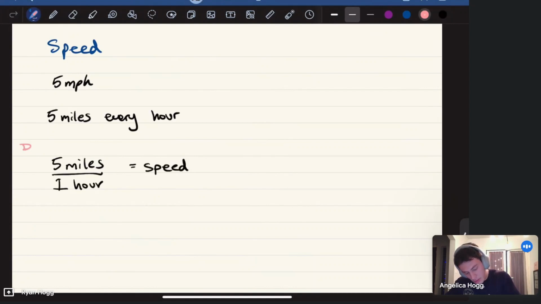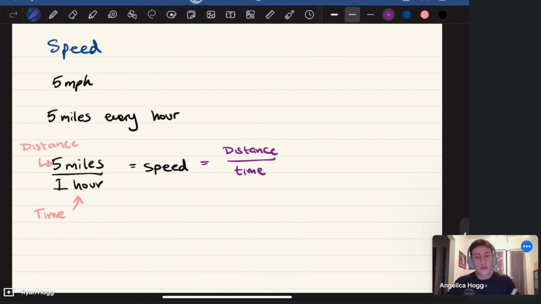But this is a unit of distance on the top in the numerator, and this is a unit of time in the denominator. So you could also say that speed is your distance divided by your time. And that's something you'll notice throughout physics, that it's really important that you write your units whenever you're talking about something, because that can help you determine what formulas have gone into creating that thing. So we have distance, and the unit is miles over time, which is hours, and that gets us our miles per hour unit.